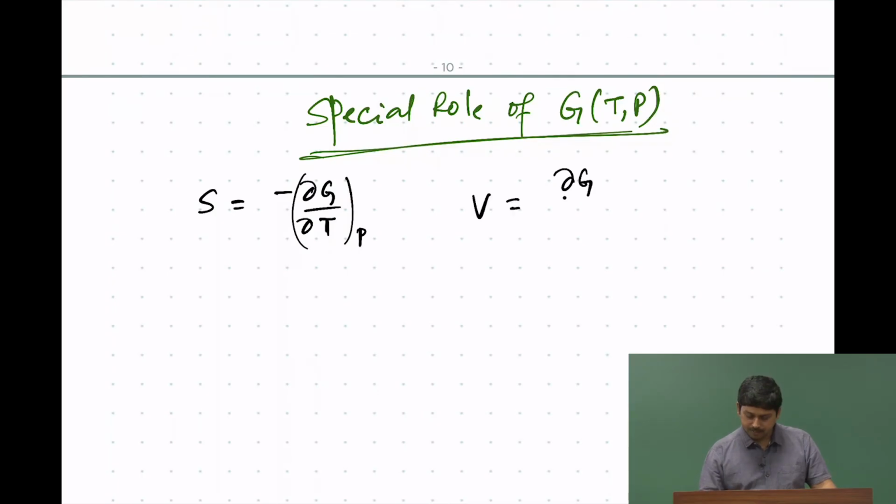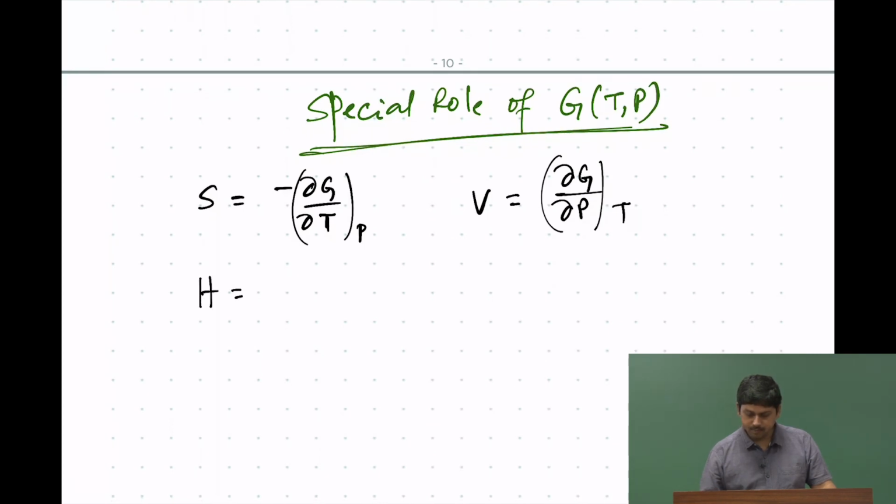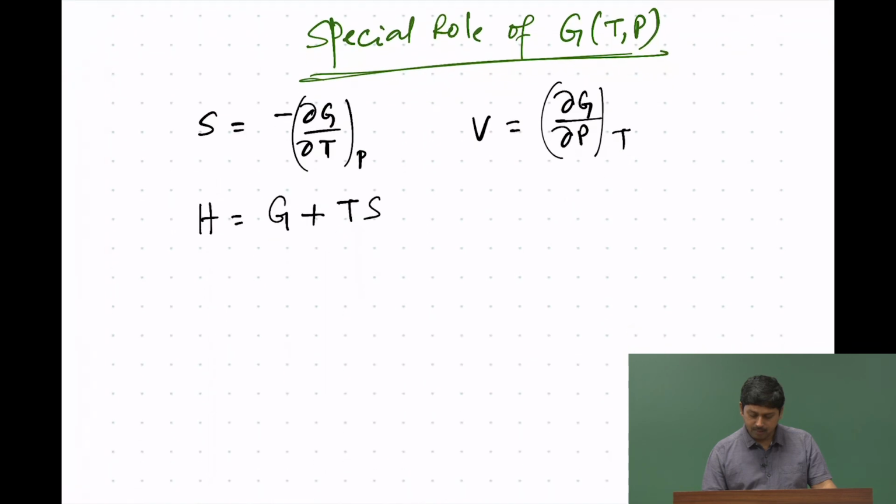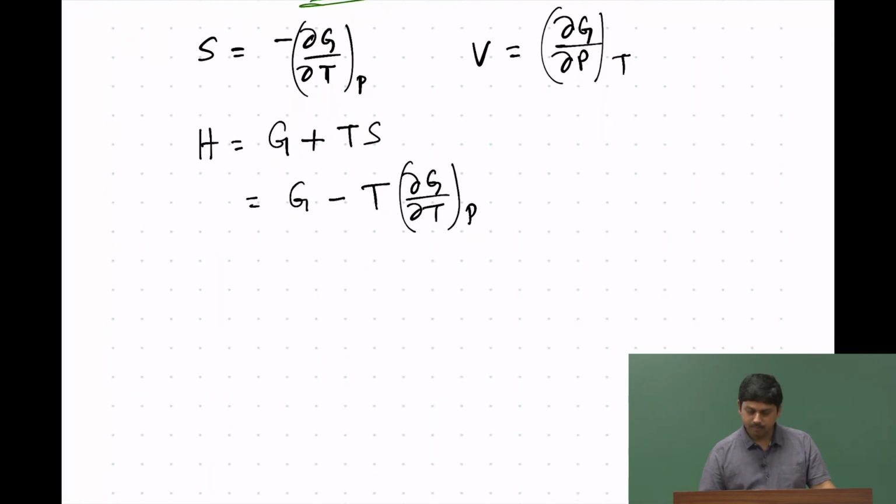How do you get V then? So, you can get V by del G by del P at a constant T. You can get H as, you know, H minus TS is G. So, H is G plus TS, G you already know. So, the only thing you need to know is S. So, it is G minus T into del G by del T at constant P, and then you want to get, let us say, U is H minus PV, because H is U plus PV.